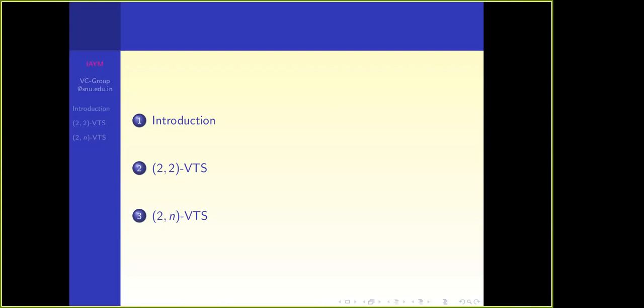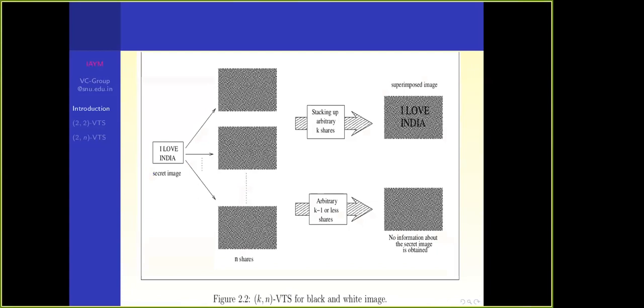So that is the idea. That is one example. But now I'll tell you what visual cryptography is. Are you able to see the picture here? I love India. I made it into n shares. Stacking up arbitrary k shares, I get the picture I love India. Otherwise, any arbitrary k minus 1 or fewer shares that come together do not get any information.